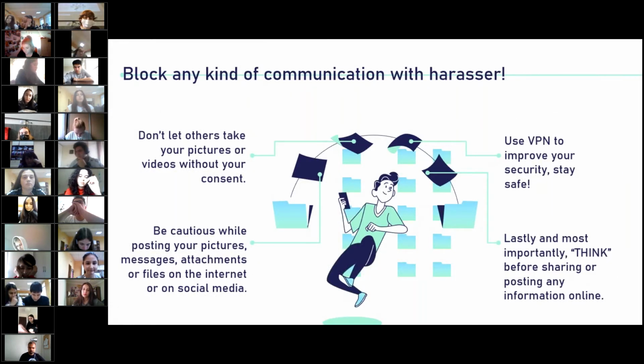And remember, block any kind of communication with the harasser. Don't let others take your pictures or videos without your consent. Be cautious while posting your pictures, messages, attachments, or files on the internet or on social media. Use VPN to improve your security. Stay safe.